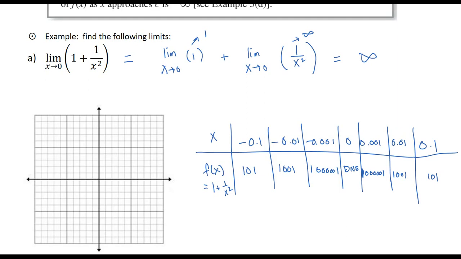Or if you want, you can always look at the graph. And the graph looks approximately like this. It's a little bit more of a challenging graph to get than some of the ones that we've talked about, but we'll have some better methods for that in Chapter 3. So those are all valid ways to approach finding this limit.